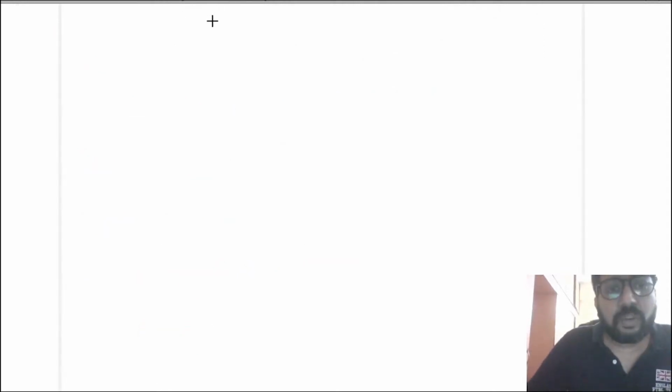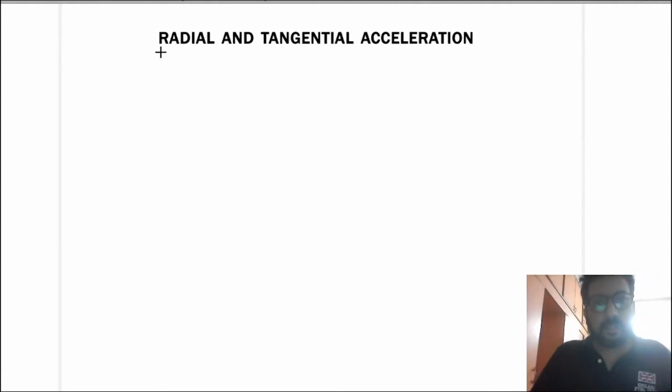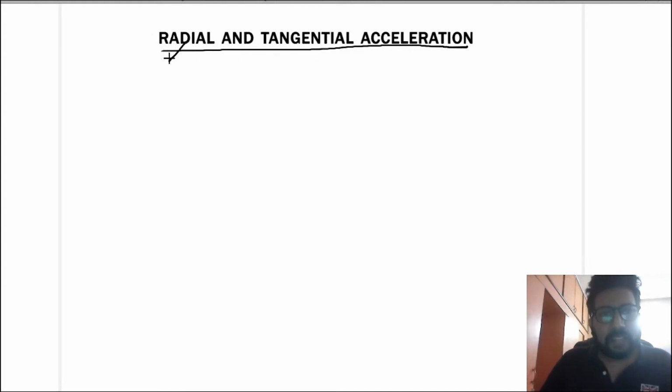There are two types of acceleration, radial and tangential. Radial acceleration is also called the centripetal acceleration.